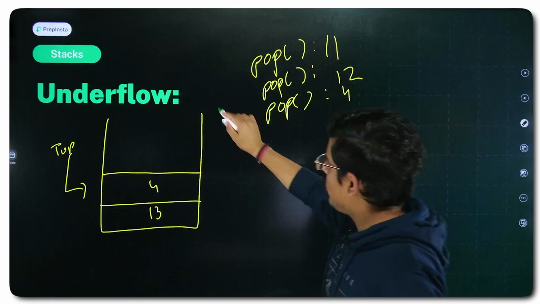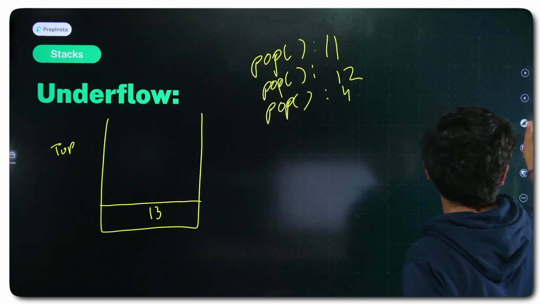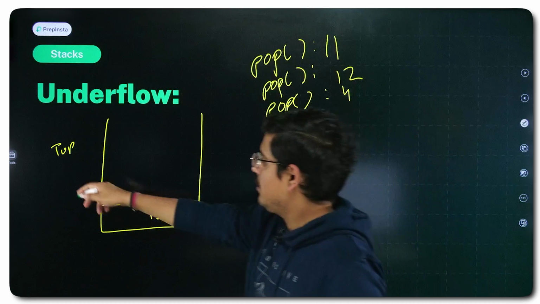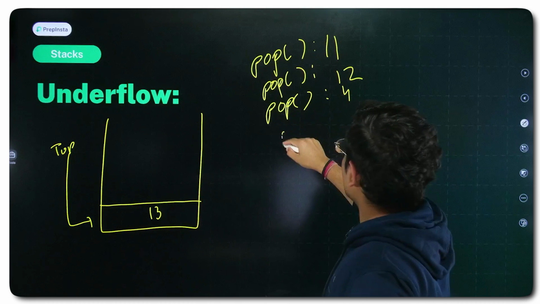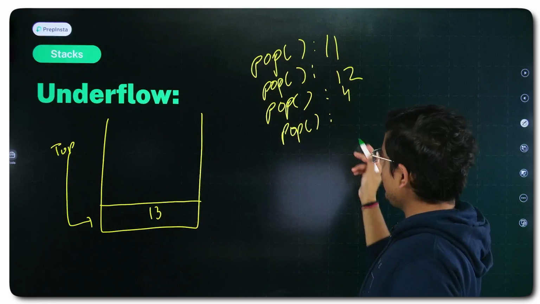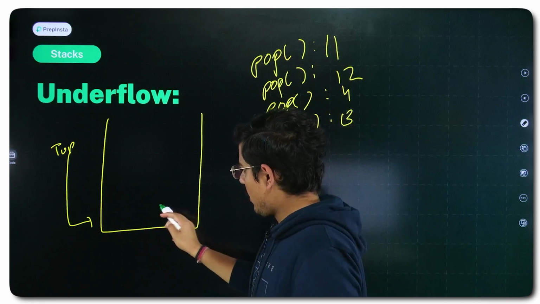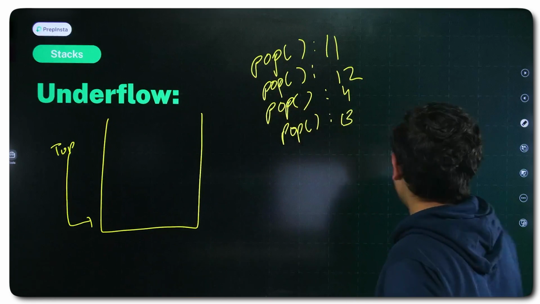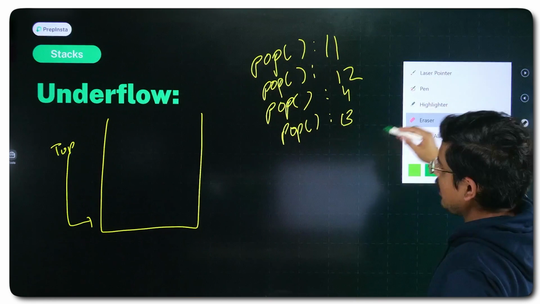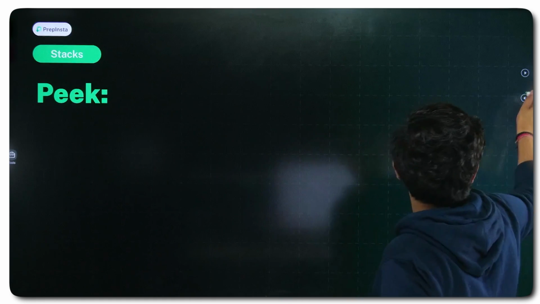When 4 comes out, top will start pointing to 13. Now I do the pop again. When I do the pop again, 13 comes out. When 13 comes out, now the stack is empty. And if I try doing a pop again, just a minute.